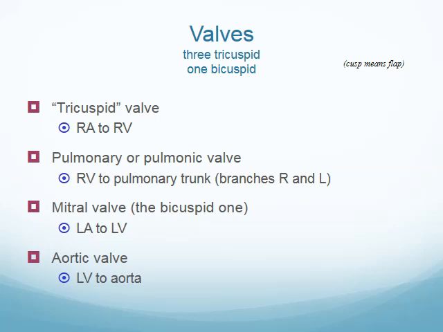Notice here that it says there are 3 tricuspid valves and 1 bicuspid valve. What that means is that 3 of the valves have 3 flaps on them, or 3 folds of tissue that create the valve, and the bicuspid valve, or the mitral valve, only has 2 cusps on it. And we'll look at some pictures of that.